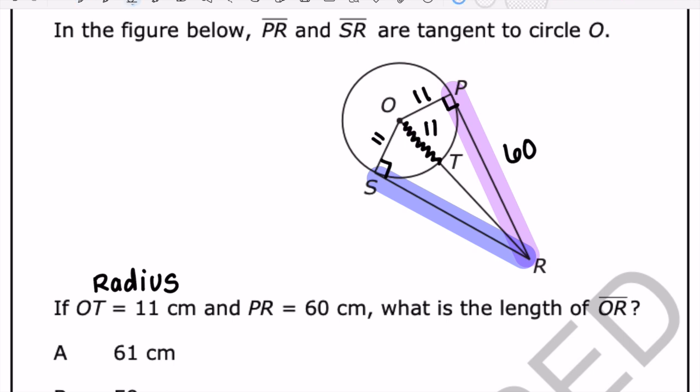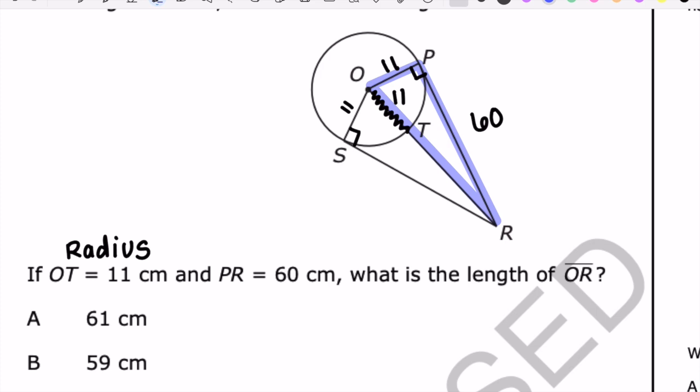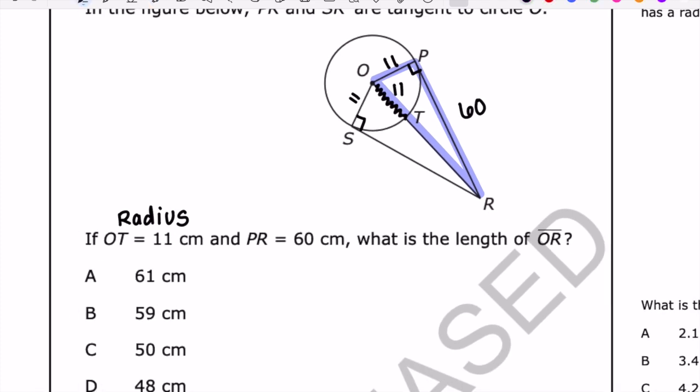But what I'm going to focus on is I'm going to go back and show you that we're going to look at this right triangle, because with that right triangle we'll be able to use the Pythagorean theorem to help us find the length of O and R. All right, so for this right triangle, we'll call this C for the whole length. So we have 11 squared plus 60 squared equals C squared. And of course, you can plug that into Desmos.